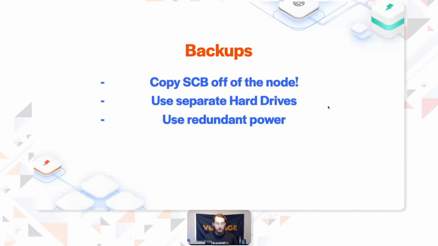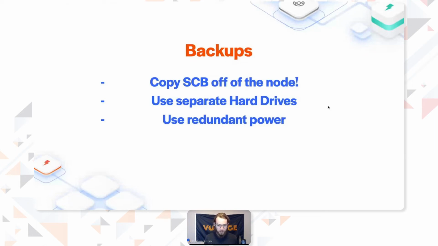So if one drive fails, you have the possibility of not losing everything. And then also redundant power. If you're running in an AWS environment or any kind of cloud host, they probably have done redundant power. There's not a lot you can do there anyway, but they do have that already.